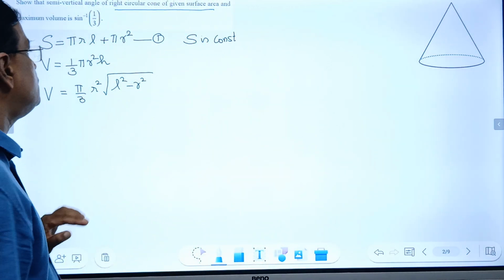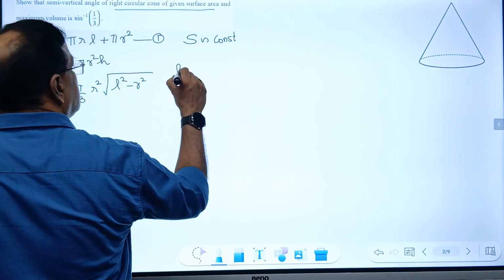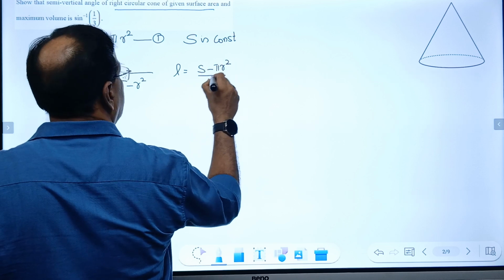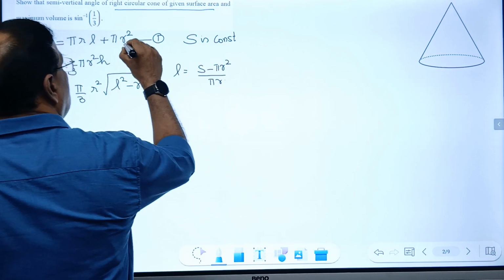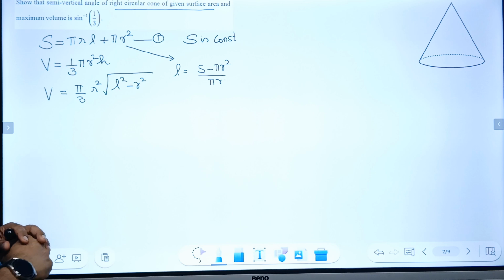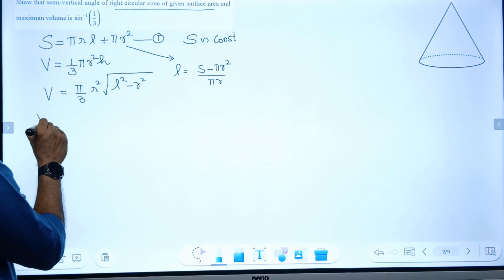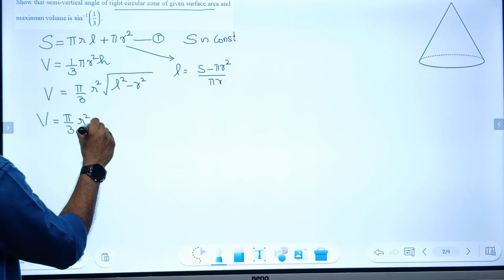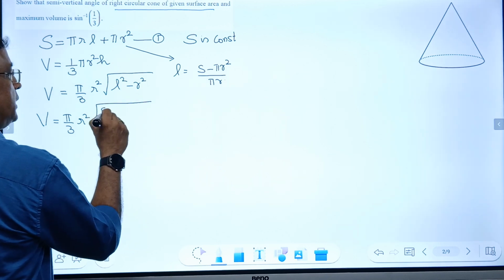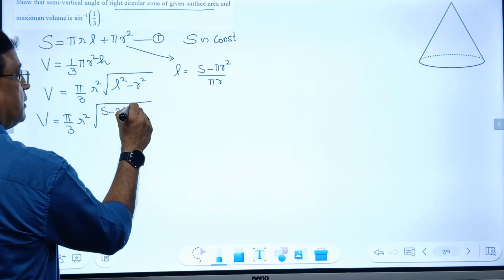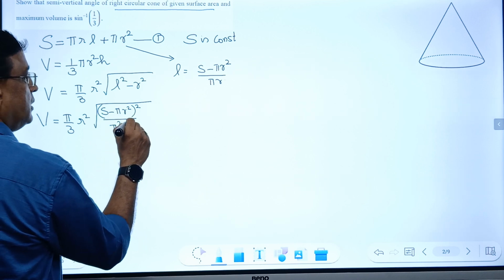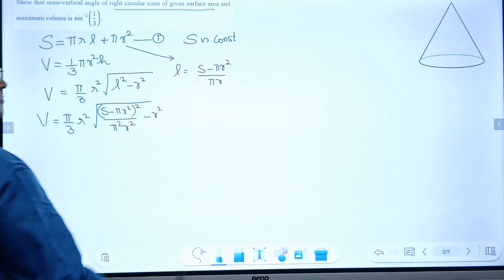So I will substitute for L. What is L? L is nothing but S minus pi r square divided by pi r. This is from 1. So I am going to substitute here. This is pi by 3 r square into root of S minus pi r square, the whole square, divided by pi square r square, minus r square.